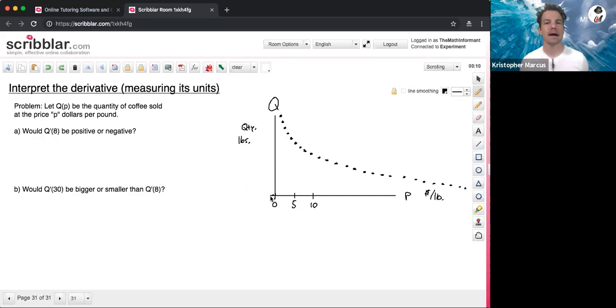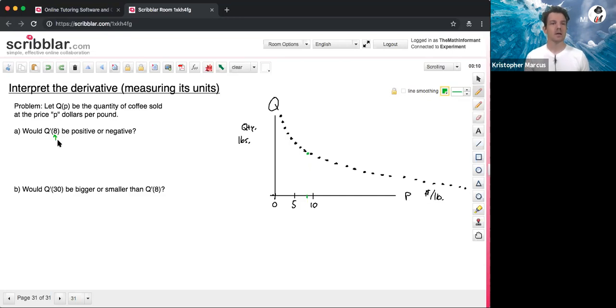Now we've got to go back. What does this mean about the derivative? Well, the derivative is the slope of a tangent line at a fixed point. So right here, we're saying fix the price of coffee to $8 a pound. Okay, there's $8 a pound. Go up to the graph, somewhere about right here. We're assuming this is a continuous graph. And now we ask the question, Q prime of 8 would be what?